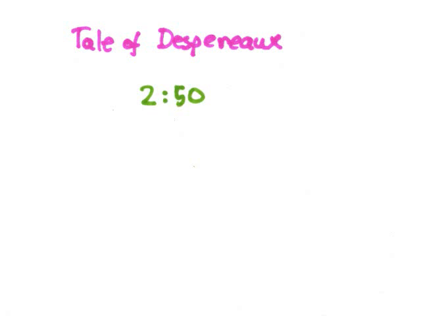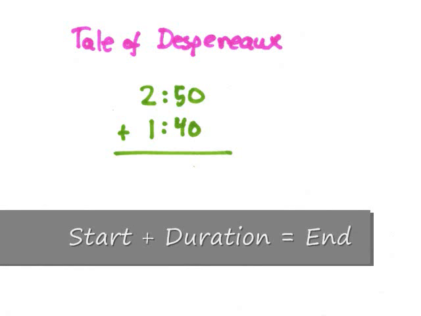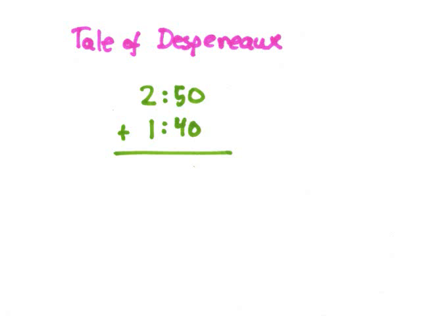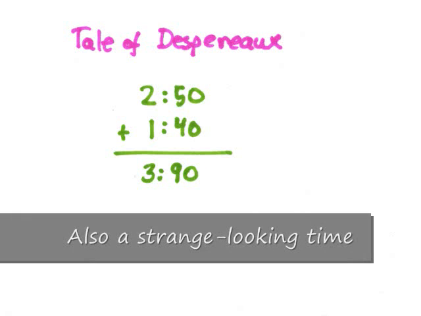We've got The Tale of Despereaux starting at 2:50, and we already figured out that it lasts for 1 hour and 40 minutes. So we're going to take the starting time, 2:50, and add 1 hour and 40 minutes to that in order to figure out what time The Tale of Despereaux will end. This is just like what we did with Inkheart, except that the times were different. That is going to give us 0, 9, so 90 minutes, and then write down the colon, and then 3 hours. Well, 3:90 is not really a proper looking time either, just like 2:61 looked wrong in the previous example.